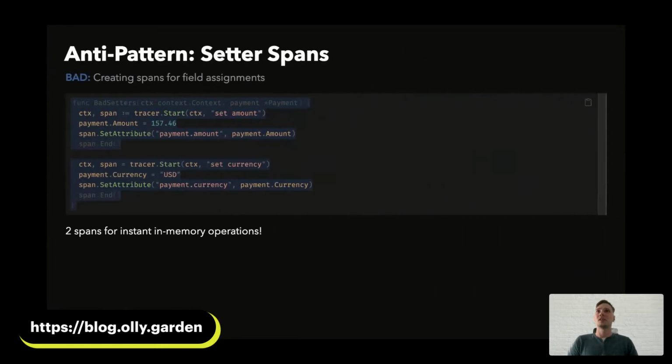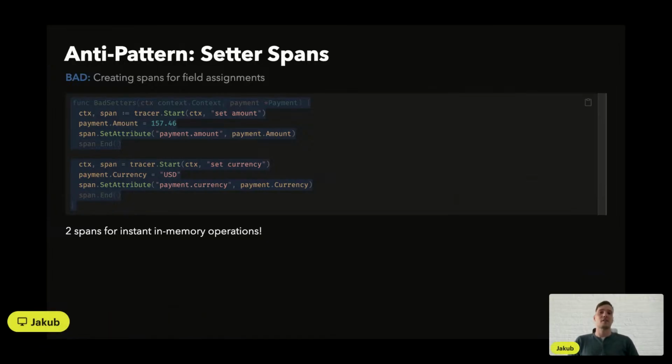So let's move on. We've got setter spans. This is another pattern that we'll cover. So you have some information in your trace, for example, the payment amount. You discovered that the payment amount is 157. And you want good observability, and you want to track this value somewhere. What you do is create a span that sets amount. You set the amount using set attribute, and you do this for the other field, for example, the currency that is set to US dollars. And what you did, you just created two spans to track instant in-memory operations.